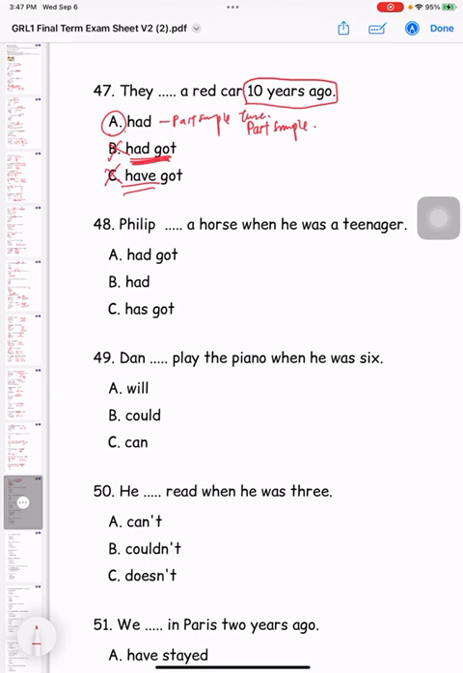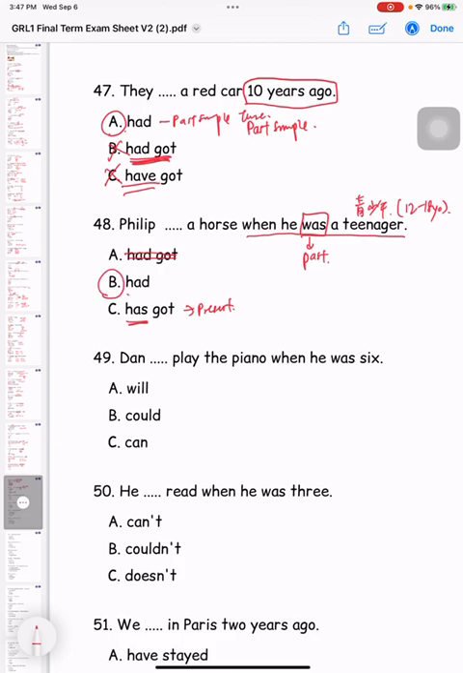Philip a horse when he was a teenager. Ooh, okay, so Philip actually owned a horse when he was a teenager. So teenager means 青少年, around 12 to 18 years old. So you are a teenager. So that means he was a teenager. So that means this was in the past as well. So that means we're going to use past simple tense. So has got is not past simple tense because it's present tense. So there's no such thing as has got. So the only answer is had.